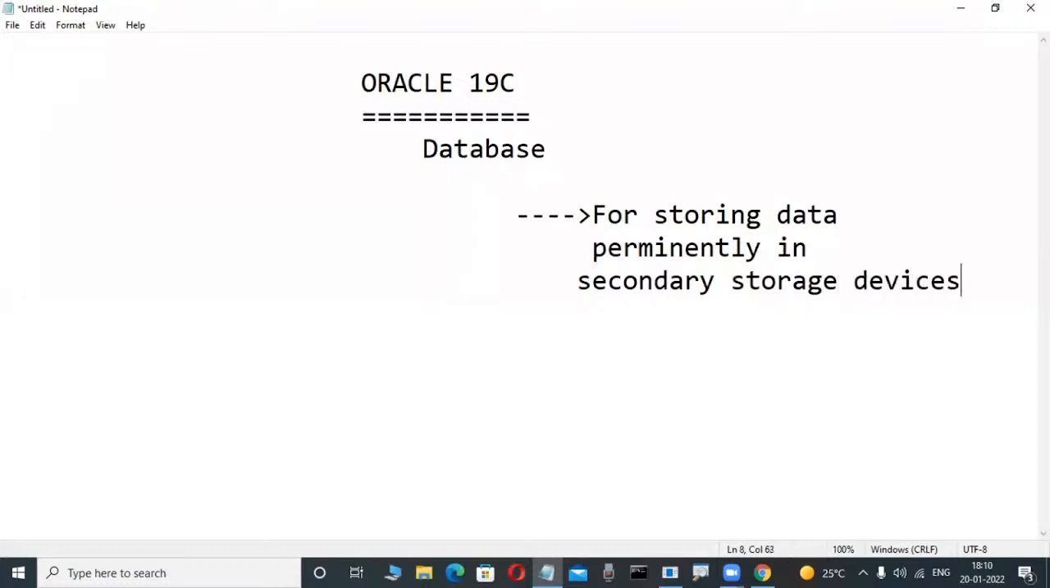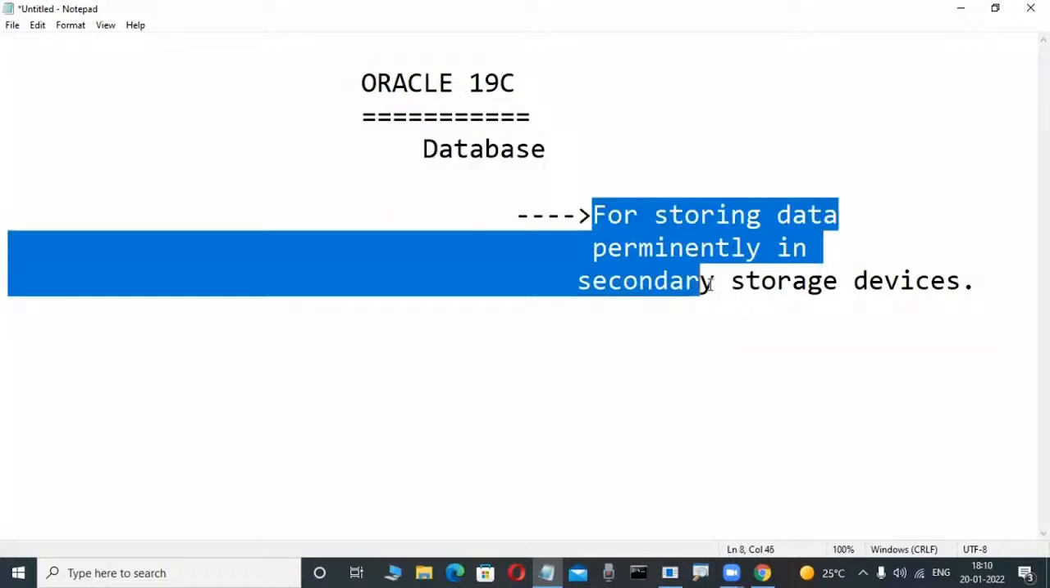Permanent. Suppose today we are storing data, then after 5 years, 10 years, 20 years, 100 years, your data is still available and you are using it. That's why Oracle is a product from Oracle Corporation, with some version number. This is a database product, one of the popular databases. But what is its purpose? For storing data permanently in secondary storage devices.